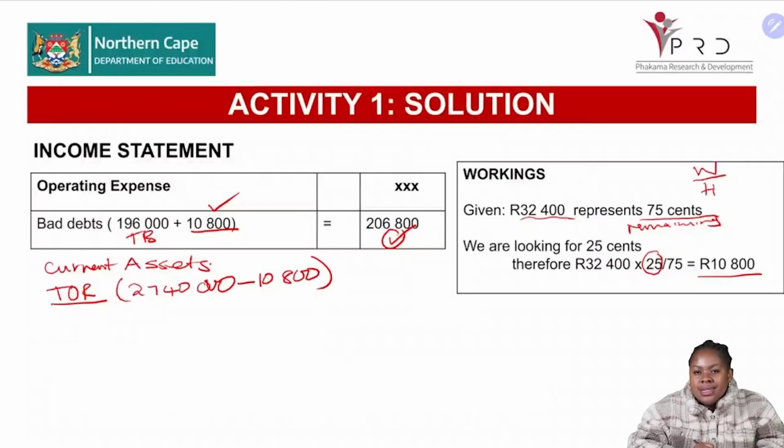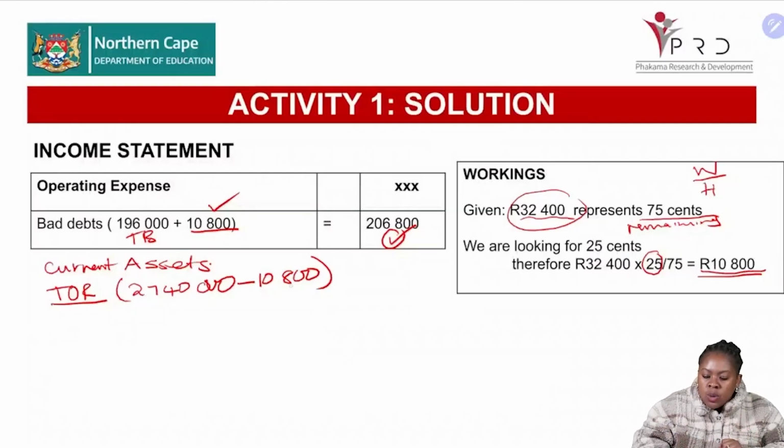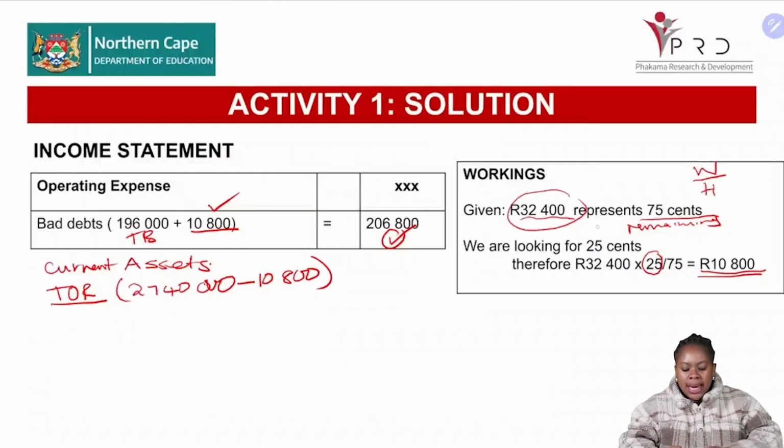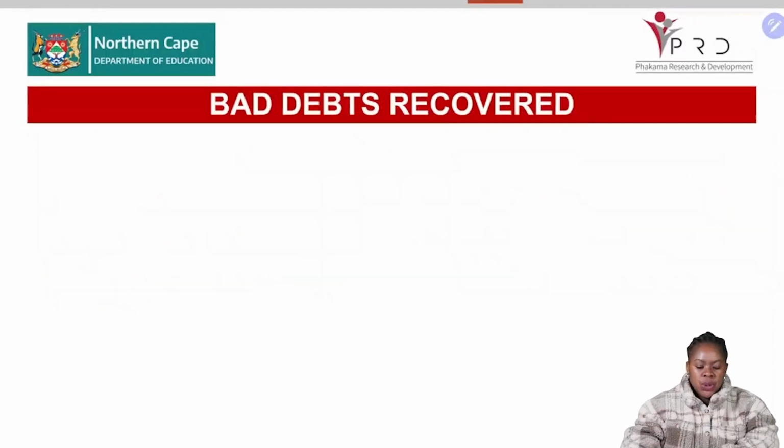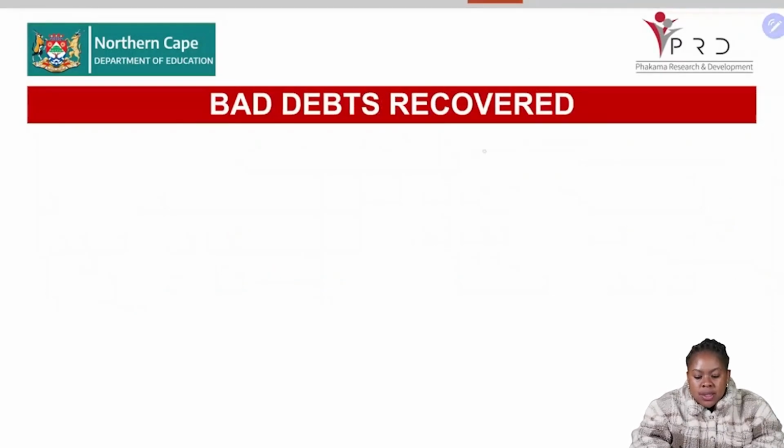Why am I not removing the 32,400? Because the examiner did not say it was not recorded. Unless the examiner specifically indicates that the transaction was not recorded, then it means that I must just do the transaction that I'm required to do. If the examiner says the transaction of 32,400 was not recorded, then I can also subtract the 32,400. Are we clear?